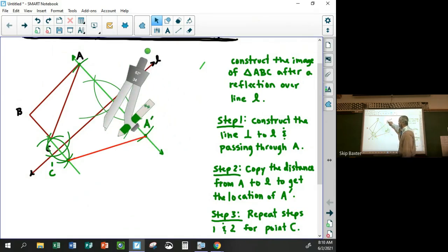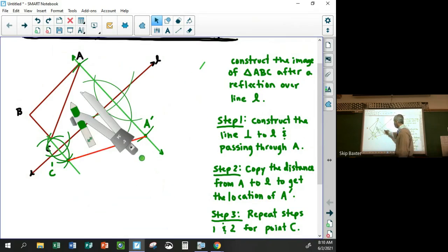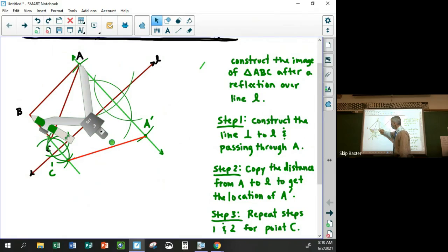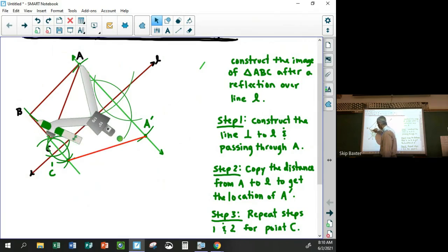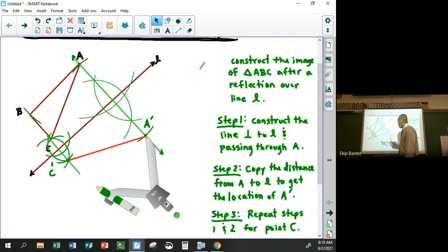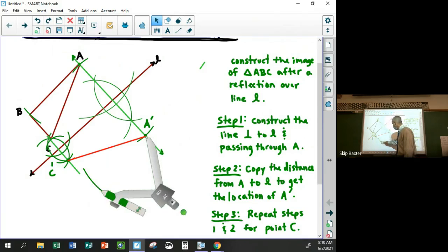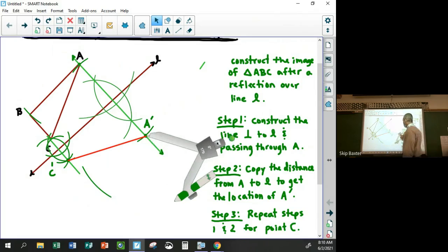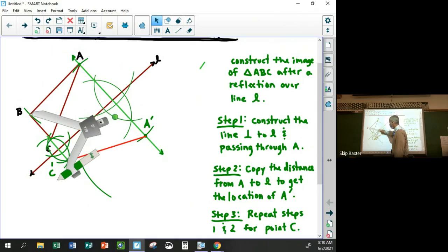Okay, so the process is to measure the distance from A to B. And remember, you got to make a little marking to indicate that you've done that measurement. And then come down here and mark that distance out here in space where it should be. And then I'm just going to copy the distance from B to C in the same way.